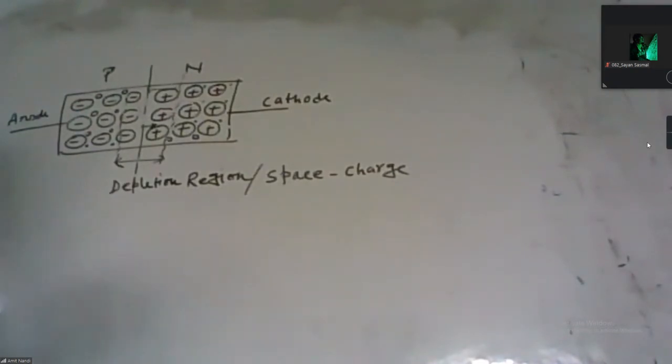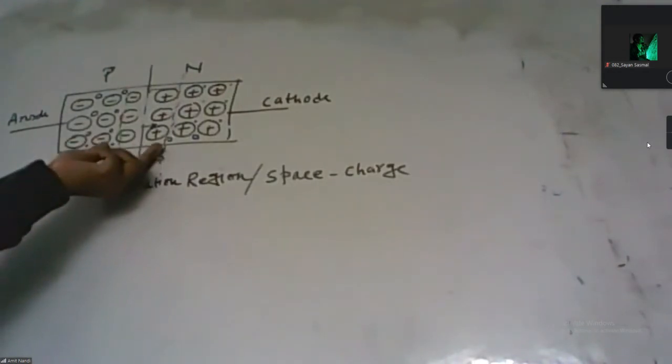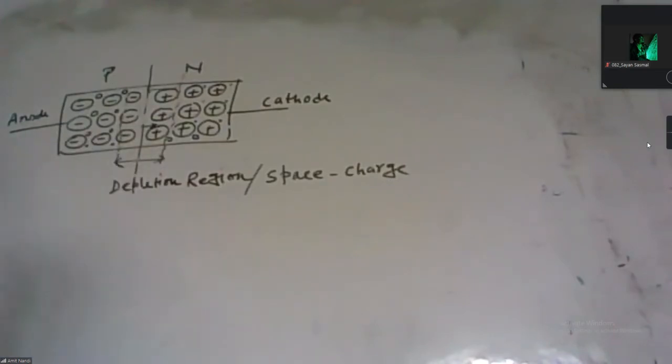So free electrons and free holes are mobile carriers; they basically conduct the electricity. But in this region, there is no free electron or free hole. That region is called the depletion region. Due to the formation of the depletion region, further electron-hole movement is not possible.